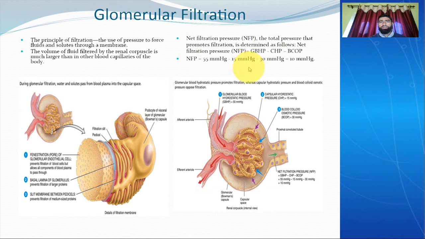Also, the glomerular filtration depends upon the net filtration pressure. Three different types of pressures are responsible. There is glomerular hydrostatic pressure, capsular hydrostatic pressure, and blood colloid osmotic pressure. Capsular hydrostatic pressure and blood colloid osmotic pressure act against the glomerular hydrostatic pressure, and the values here show 55 mmHg, 15 mmHg, 30 mmHg. Finally, the 10 mmHg net filtration pressure is responsible for the filtration at the site of glomerular capillaries or Bowman's capsule.